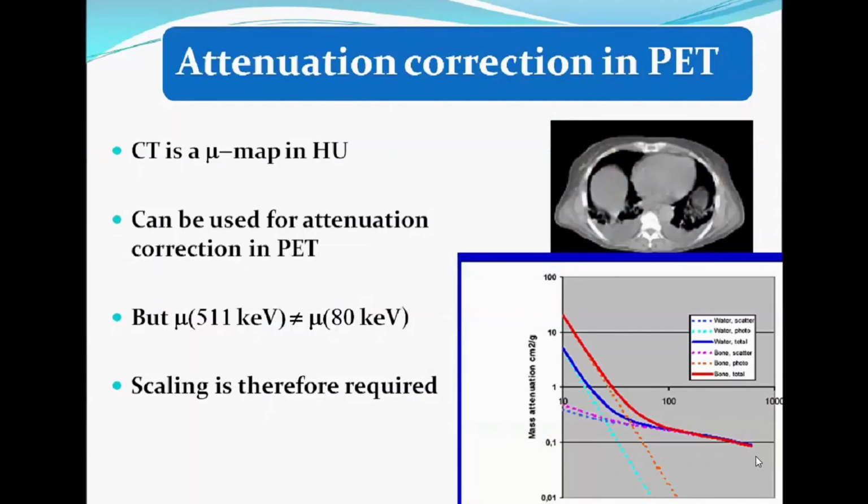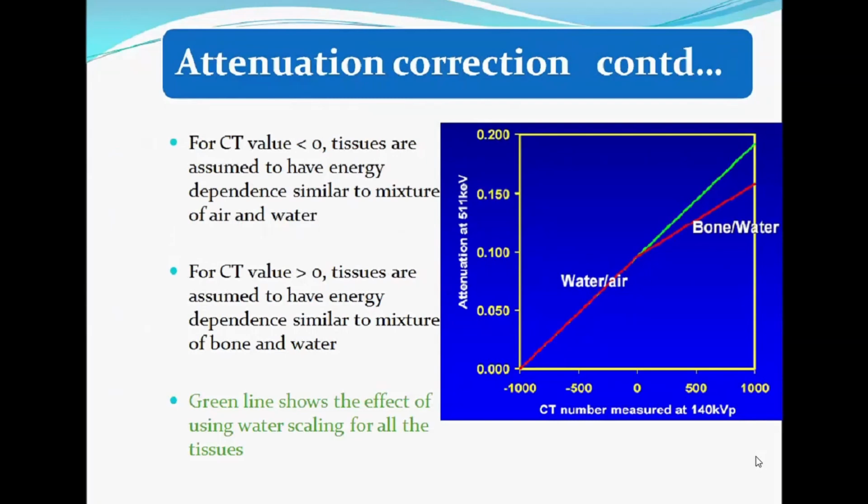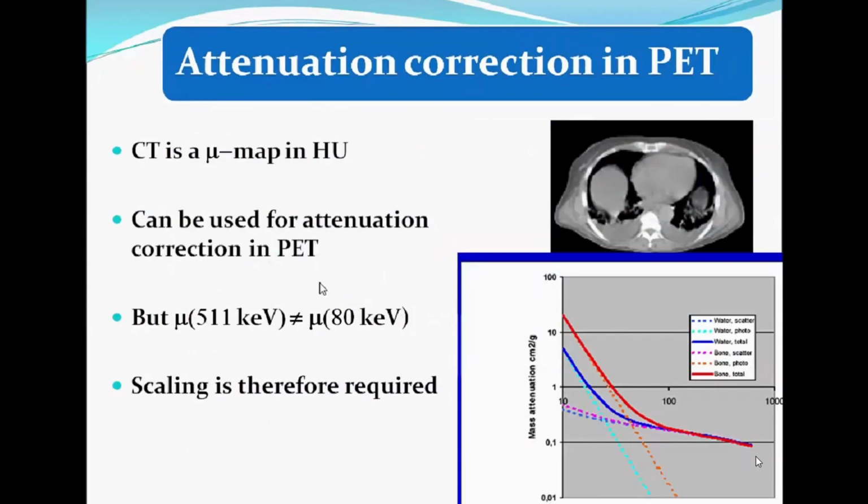Regarding attenuation correction, we all know how the CT image was formed on the basis of the linear attenuation map in Hounsfield units, and the same information we utilize for correction of PET photons. It cannot be the same, so that's why a scaling factor, the attenuation correction factor, is generated.